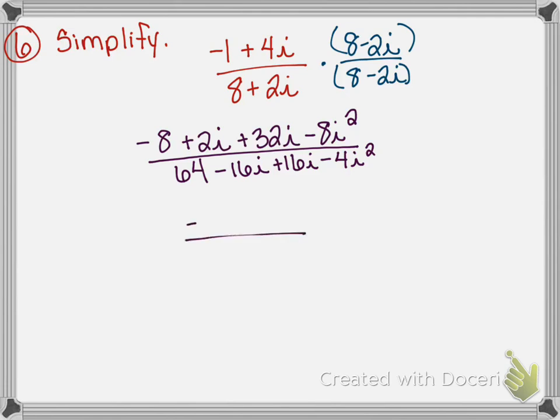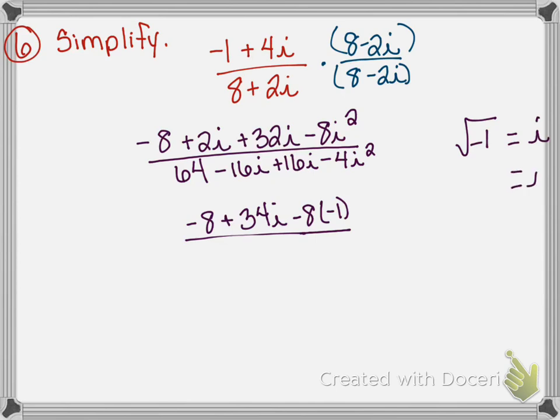In the numerator, I have negative 8. Then I have 2i plus 32i. That is going to give me 34i. Then I have negative 8 times i squared. And if you remember, i squared simplifies to negative 1. That's one of the things that you want to remember. The square root of negative 1 is i, but i squared is negative 1. So you definitely want to have that memorized.